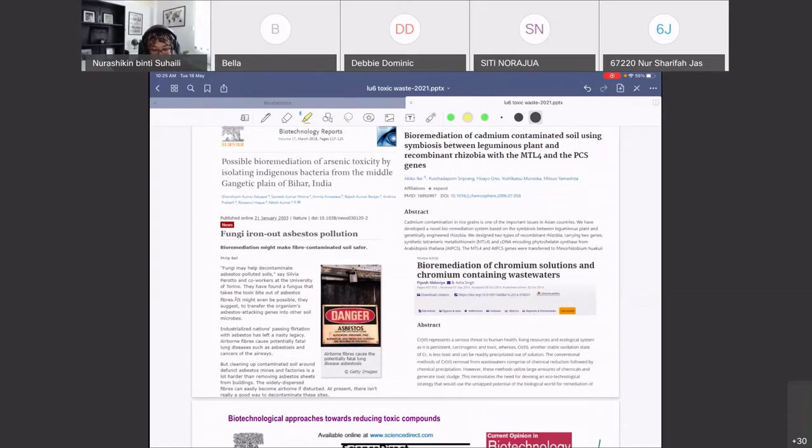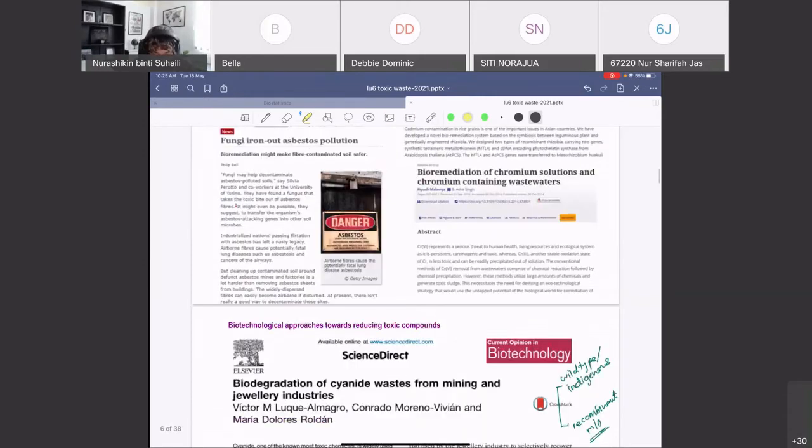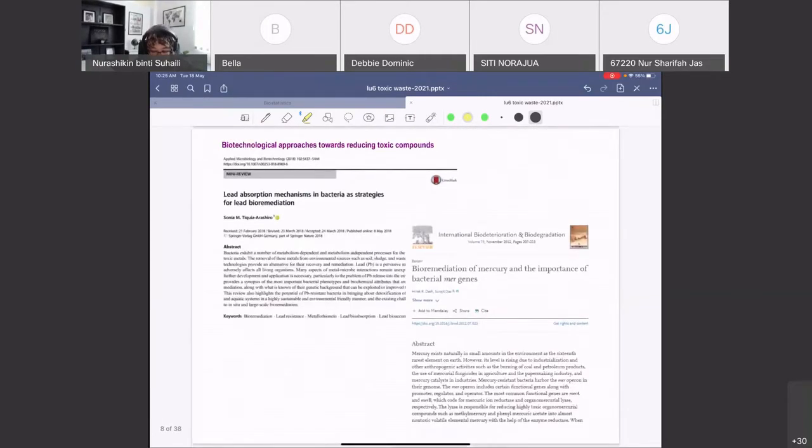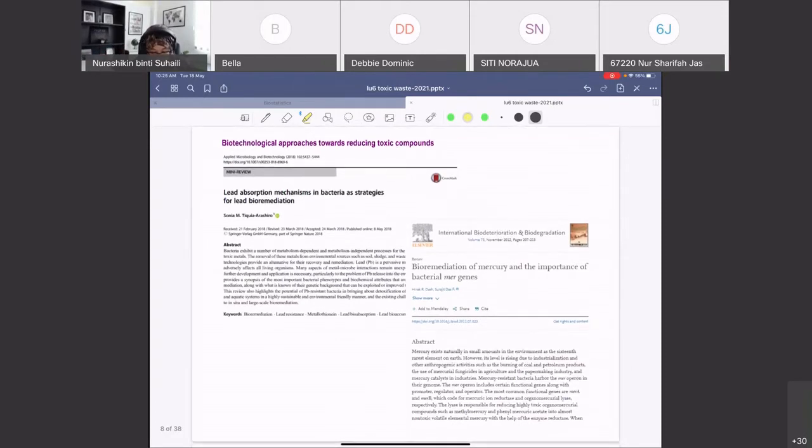Okay, so let's have a look at some other articles. This one is lead absorption mechanisms in bacteria as strategies for lead bioremediation. You can see that for every type of toxic waste, there are microorganisms that can degrade those compounds. So that's lead, and then this one is mercury.